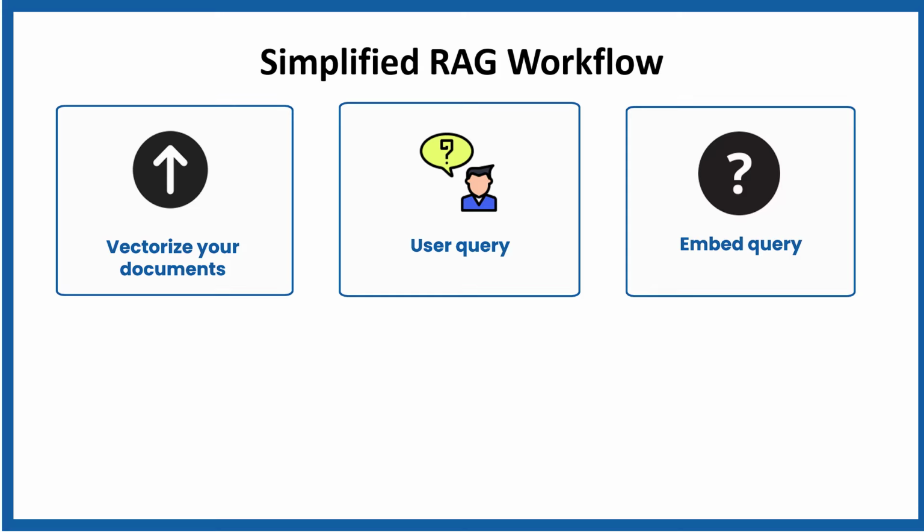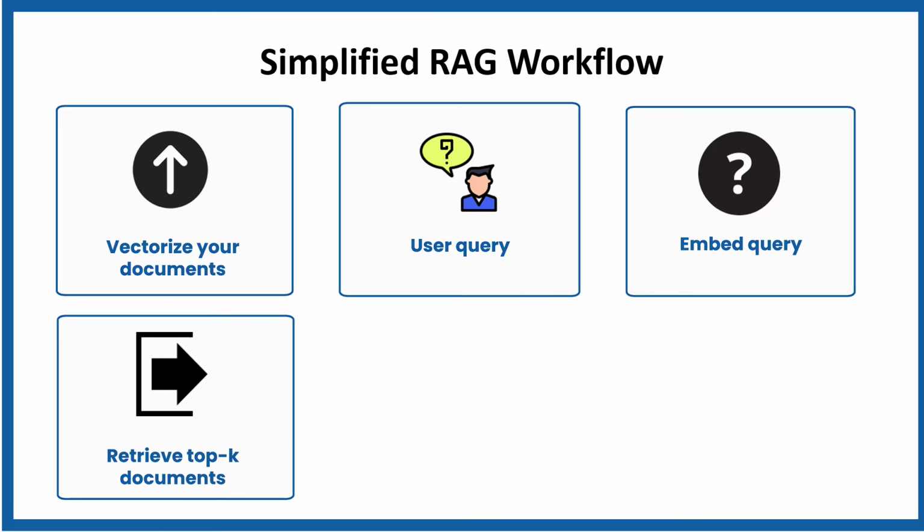After that, we need to embed the query. The user's query is transformed into an embedding using the same model as used for embedding the documents. This ensures both query and document vectors exist in the same semantic space for comparison. Then retrieve the top K documents. The system computes similarity, for example, cosine similarity between the query vector and document vectors. It then selects the top K most relevant documents to provide factual grounding.